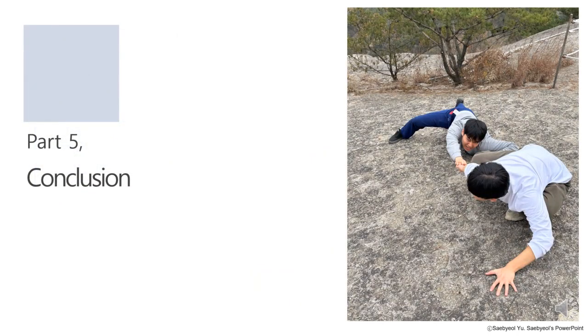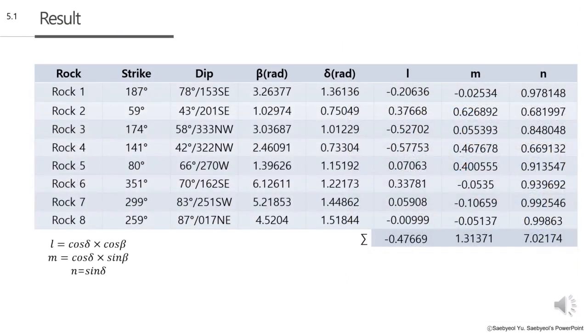Now I will explain the analysis of joint orientation data, specifically focusing on the strike, dip, and resultant directional components and discussion of the result. This table summarizes the numerical values of each variable, calculated using the direction cosine method. Using these three formulas, the L, M, and N values for each joint were computed and summed up as follows.